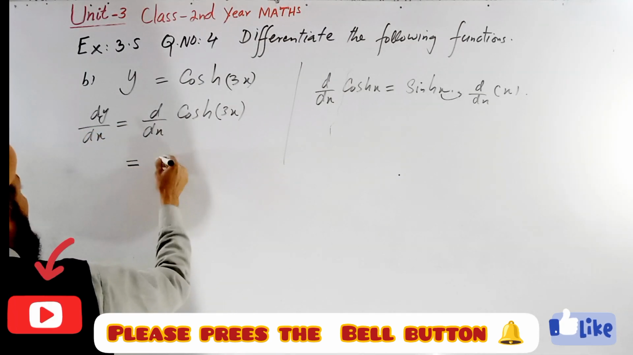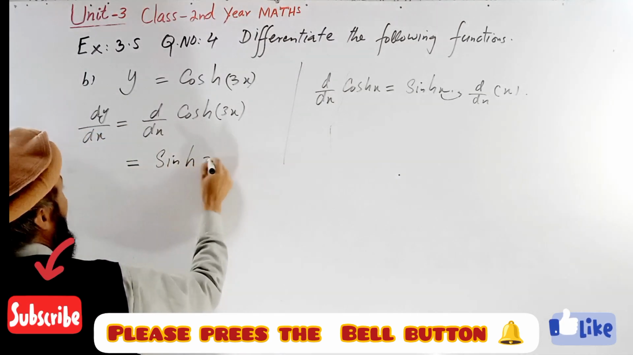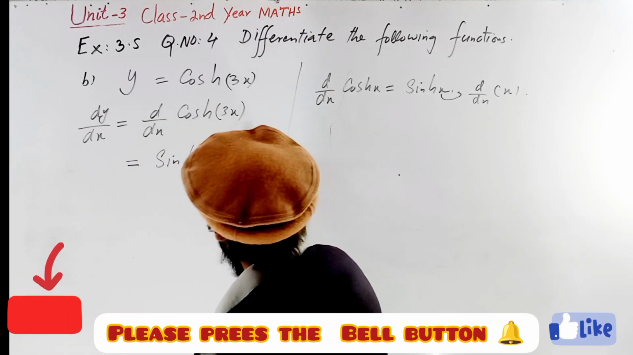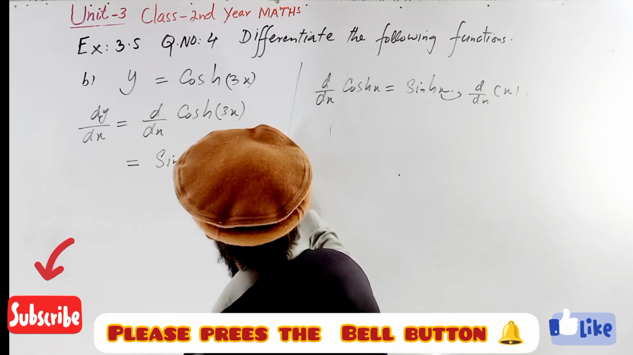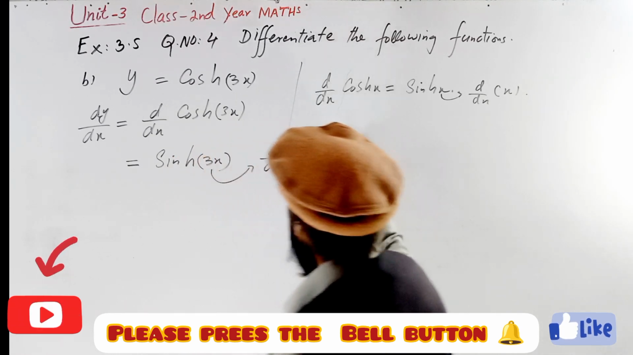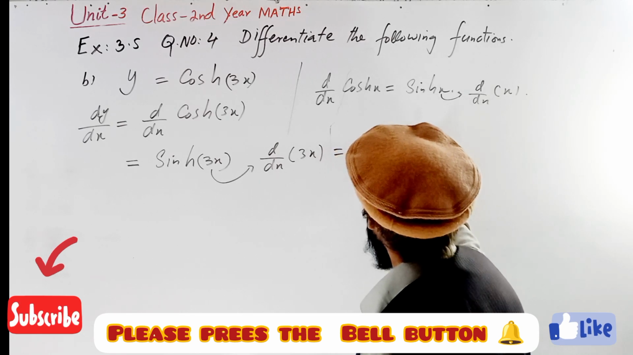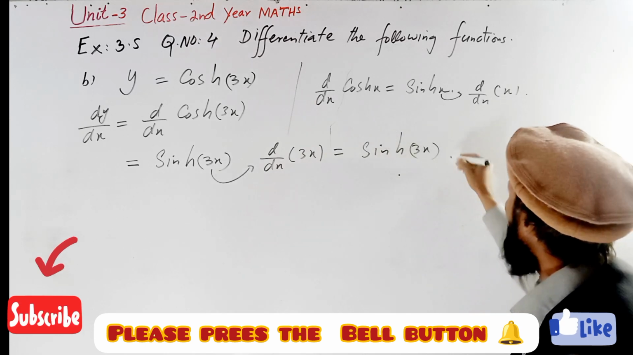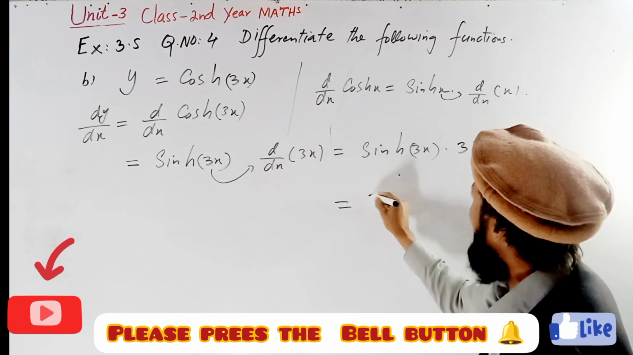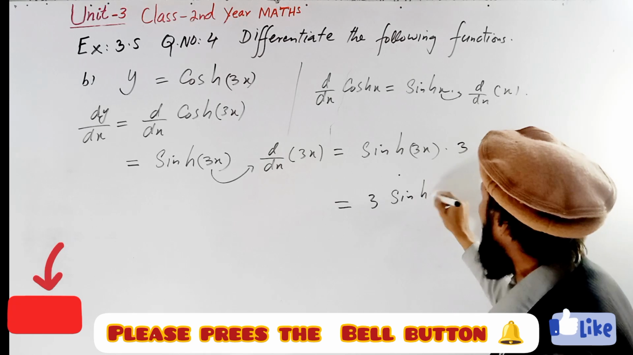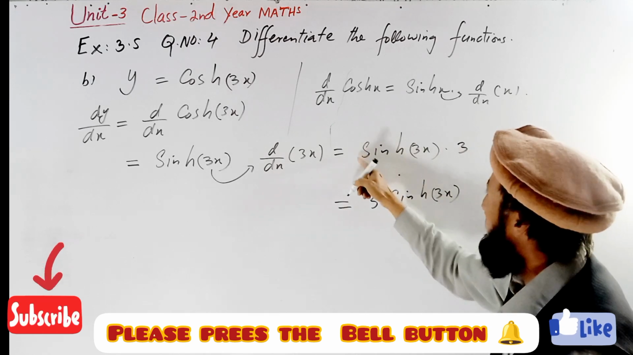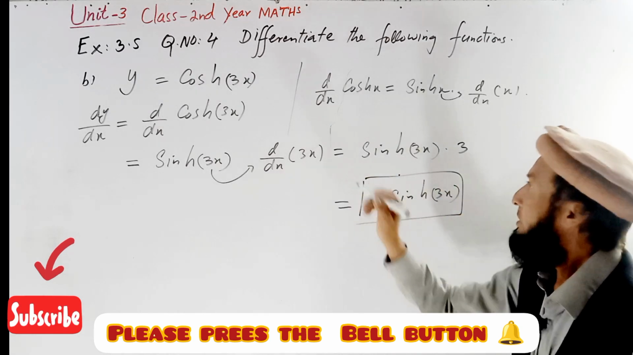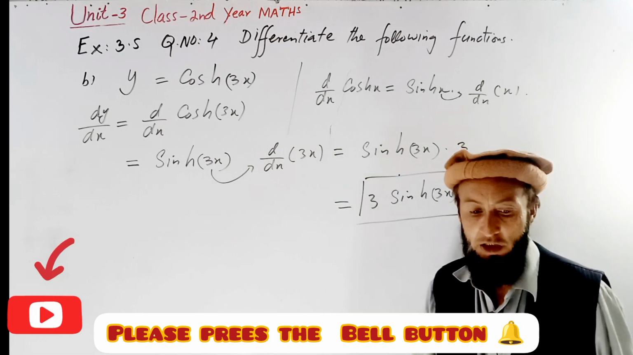According to this formula, we can write sinh 3x, and then further we take the derivative of 3x. So it is equal to sinh 3x times the derivative of 3x, which is 1 multiplied by 3, so we get 3. The final result is 3 sinh 3x, and this 3 is brought to the front as the coefficient of sinh. That is the answer for y is equal to cosh 3x.